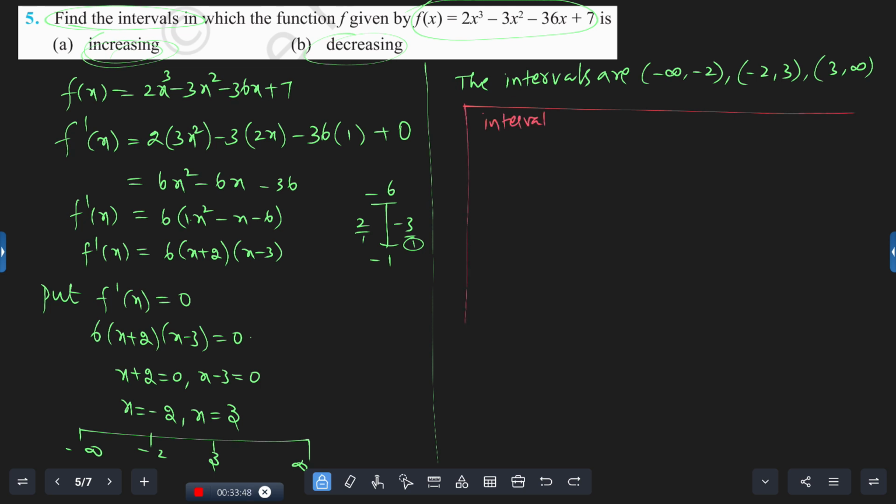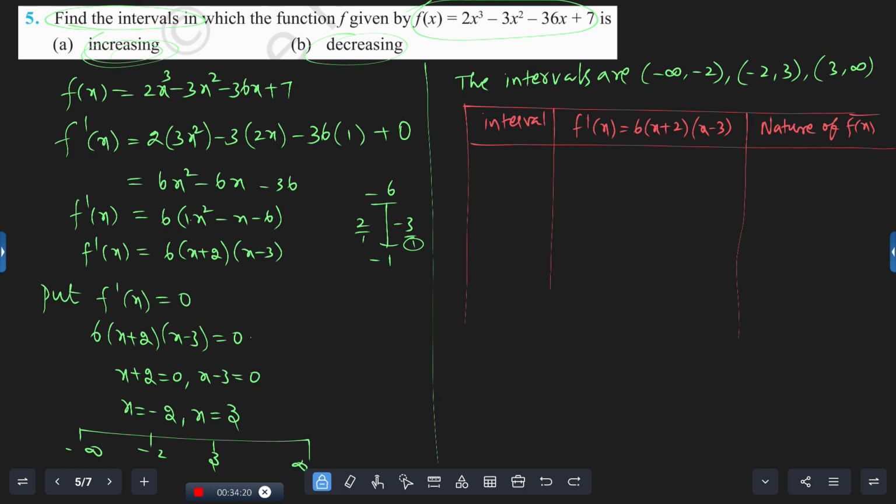Interval we will take. Next, f dash of x. For f dash of x, you can take either this one or this one, whichever is easy to simplify. I'm taking the second one: 6 into x plus 2 into x minus 3. This is f dash of x. Next, the nature of f of x. So this is the topic I gave.